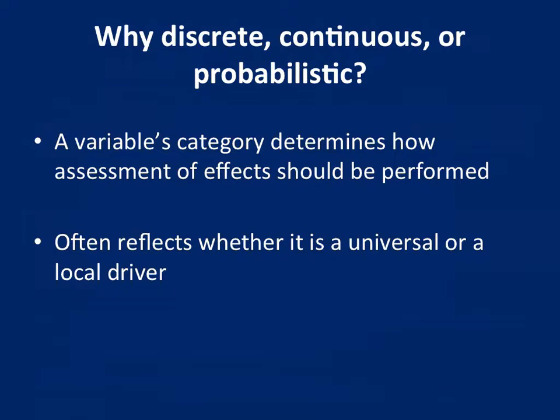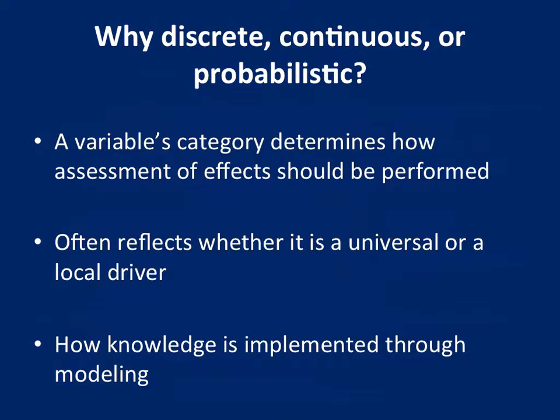It will also oftentimes reflect whether it's a universal or a local driver. Again, the atmospheric CO2 increase is a great example of a universal driver. It's changing everywhere, pretty much, and so we can dial that in. If you're operating at very large landscape scales, you can make fairly large predictions across your land base. And then if you're modeling, and we'll talk more about modeling at the end, how you treat these variables is going to determine how you do your modeling.